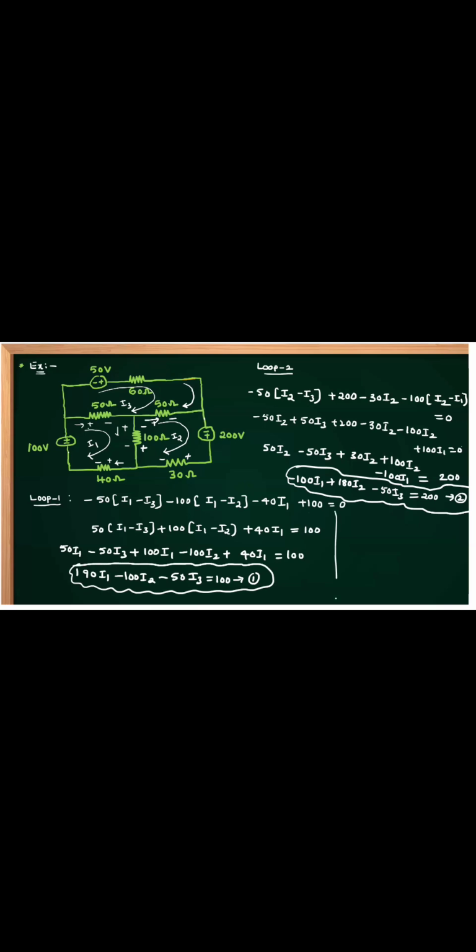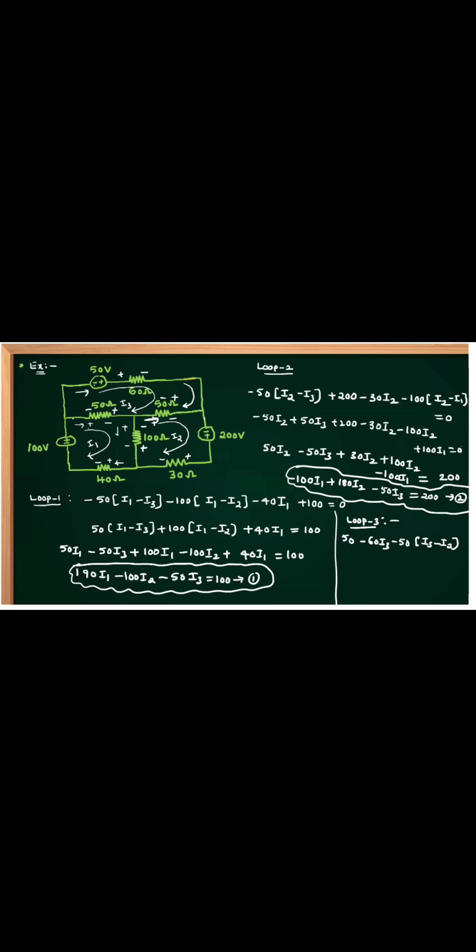Then you apply loop 3. Loop 3, students. You have to write the loop 3 mesh equation. This is the loop 3 current direction I have taken like this. Negative to positive, positive 50, plus minus. Current direction like this, minus 60 I3. With respect to loop 2, plus minus, minus 50. This is I3. Which opposite current is coming here? I2. So I3 minus I2.